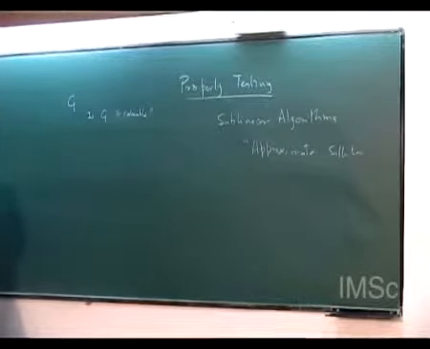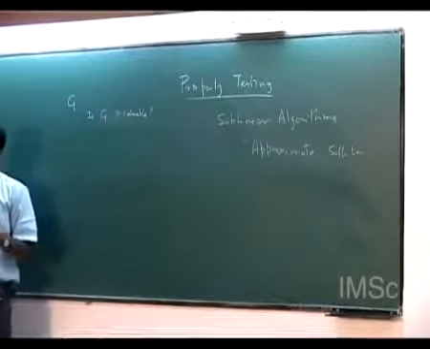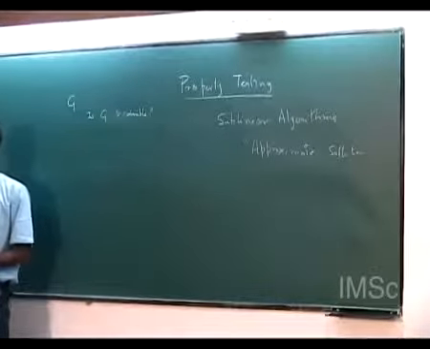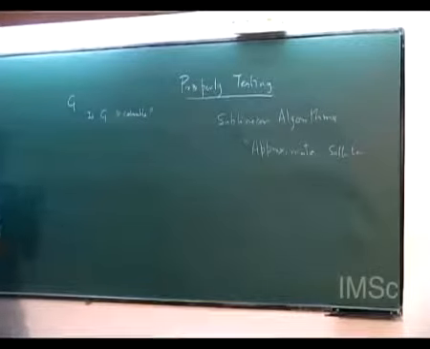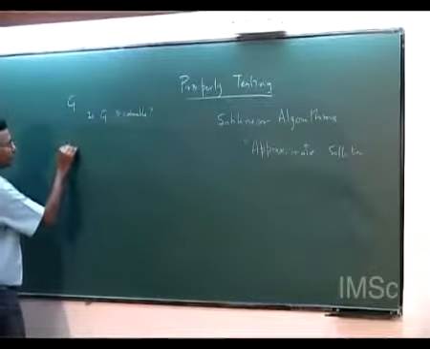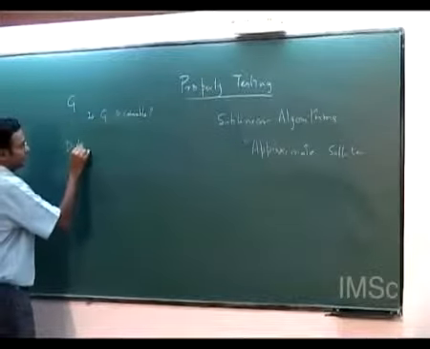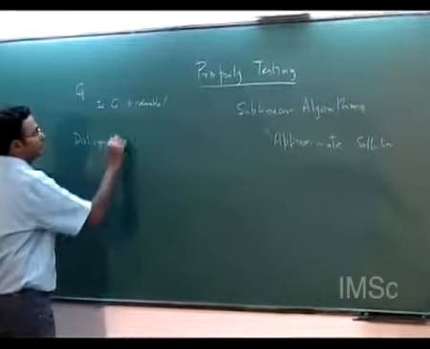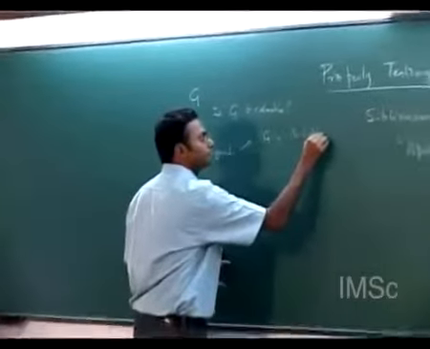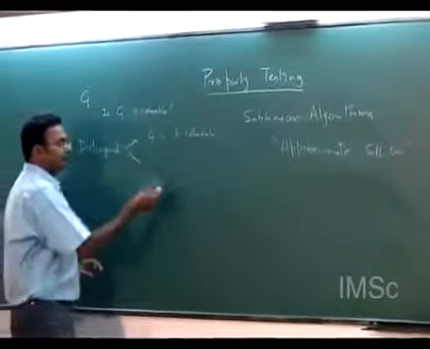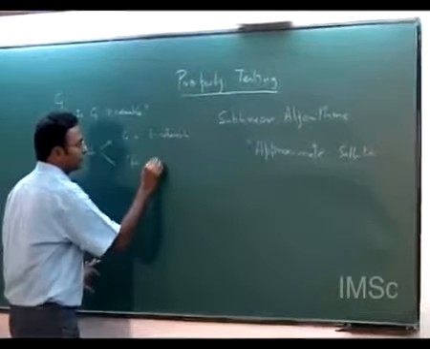So, instead I would like to say something like this: you have given me a graph. If it is 3 colorable, I will tell you that it is 3 colorable. But if the graph is really not 3 colorable, very far away from being 3 colorable, then I want to say that no, it is not 3 colorable. Let me just write down here. We want to distinguish between these two cases. The first case is that G is 3 colorable, and the other one is that it is far from 3 colorable.